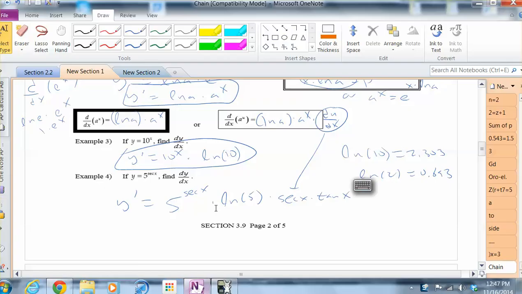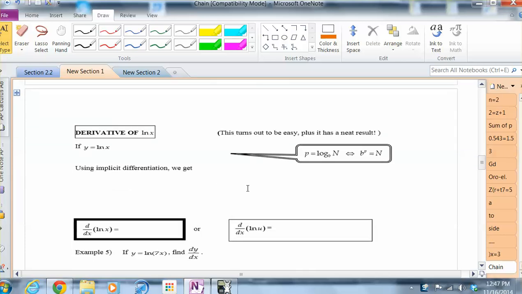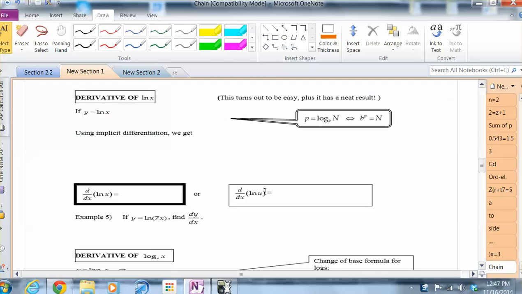Hey there. Welcome back to this video in section 3.9. Now we're going to talk about pages 3 and 4 of the notes. So we're going to look at the derivative of natural log of x.